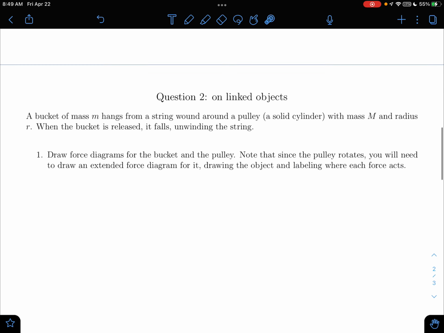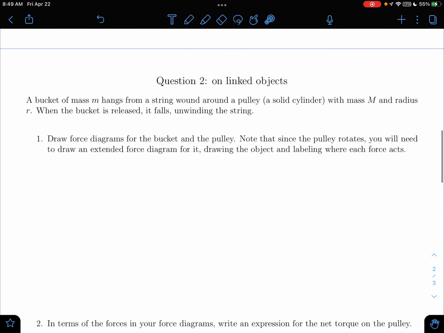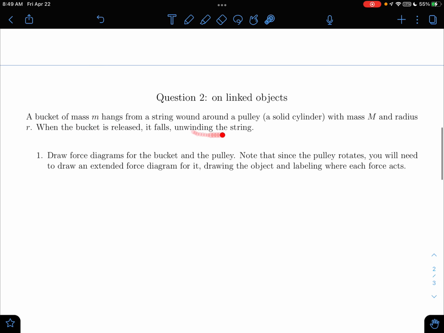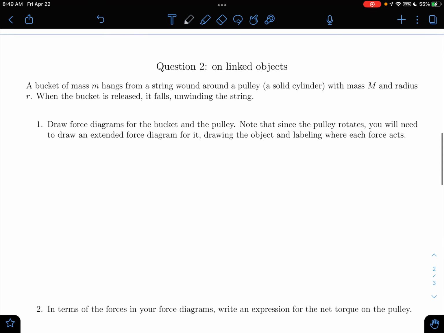Wonderful. Okay. Next question, right? Now we're looking at some linked objects. We have a bucket hanging from a string that's wound around a pulley. Again, we're told it's a solid cylinder. Right? We're given the shape, and given that shape, we can get an I. So keep that in mind for later. Right? So first thing we're going to do is draw a force diagram for our bucket and our pulley.